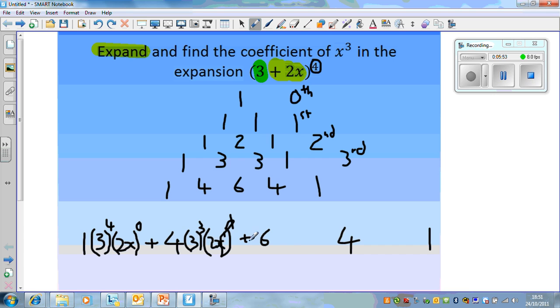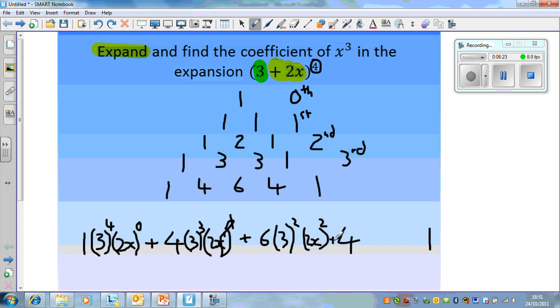Right, 6 lots of, now it's going to be 3 squared. The first number, the powers go down. And now it's going to be 2x. This would have been so much easier on a whiteboard, but there we go. I think you're getting the gist of it. 2x to the power of 2 as well. Notice 3 and 1 is 4, 4 and 0 is 4, 2 and 2 is 4. These powers always have to add up to 4.